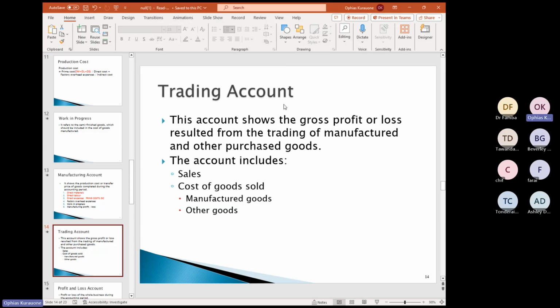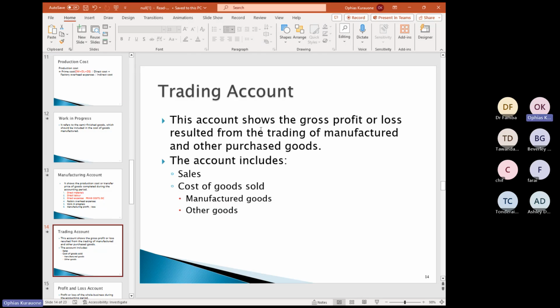This one is similar to the normal trading account, which we did last time when we were looking at the preparation of financial statements. The trading account here is just a similar format. But here, because we are talking about inventory, the inventory which has been purchased and the inventory which has been transferred to the manufacturing, to the production. That is very important for us to understand.